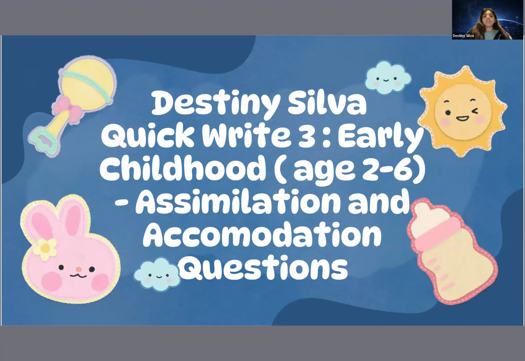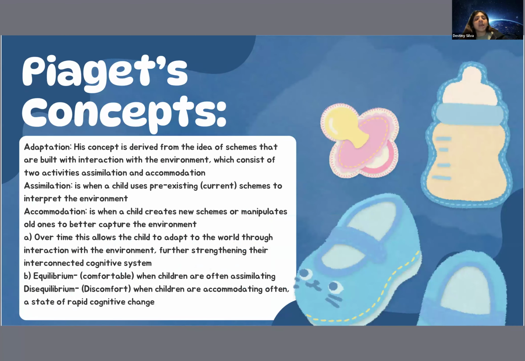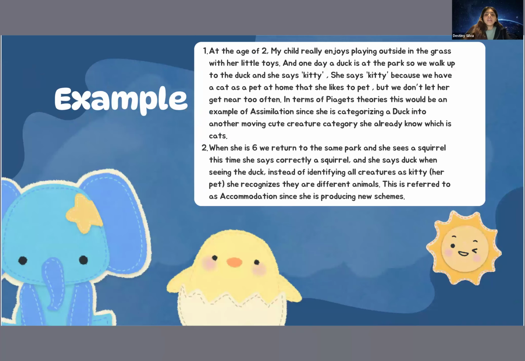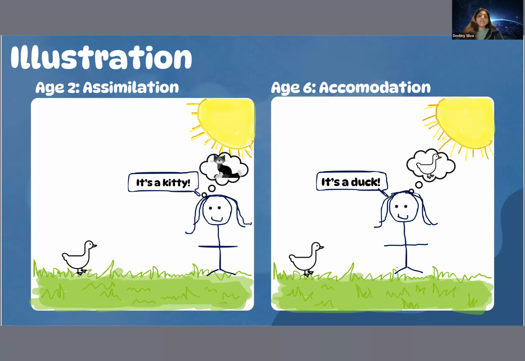In regards to Piaget's concepts of assimilation and accommodation, I provided 2 examples here, which I then illustrated here. So in this illustration of assimilation, my daughter Camila is pointing at a duck and saying it's a kitty because she has a pet cat at home. So she was using old schemes to interpret her environment. And then in this illustration of accommodation, she now points at the duck and knows that it's a duck because she has now manipulated those old schemes to interpret her environment.